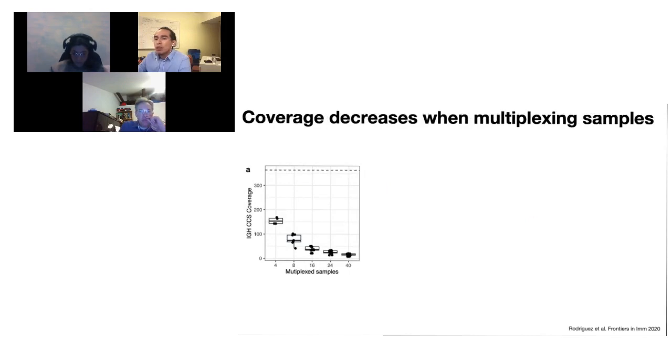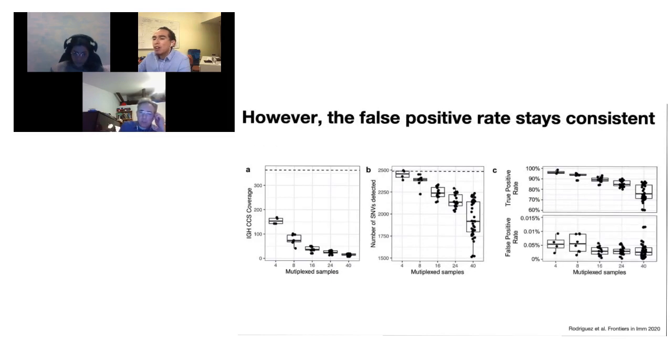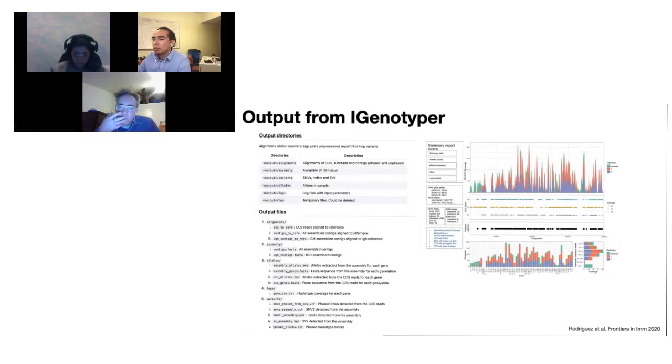We also went on to determine the effect of sequencing multiple samples in a single sequencing run. So we tested 5 different sequencing runs. They contained 4, 8, 16, 24, and 40 samples. As expected, the coverage of each sample decreases as more samples are sequenced at a single time, and this leads to a decrease in the number of SNPs identified. However, the false positive rate, or the number of false SNPs identified, stays consistent, which told us that we could apply our framework to large cohorts.